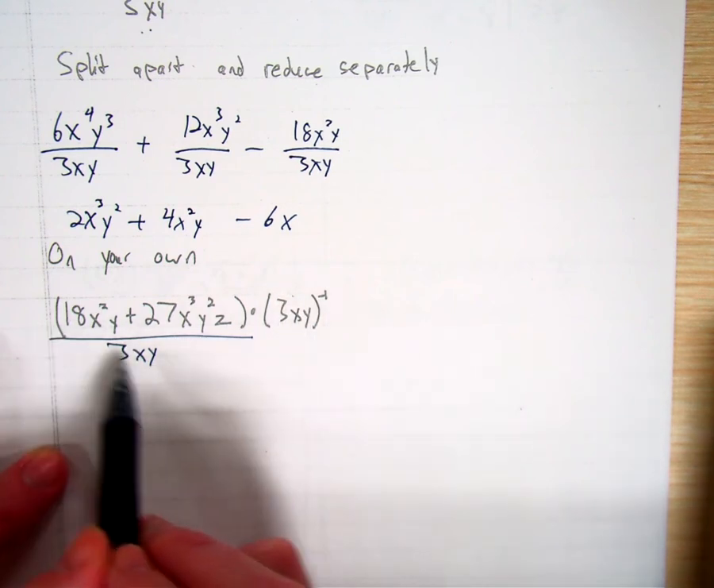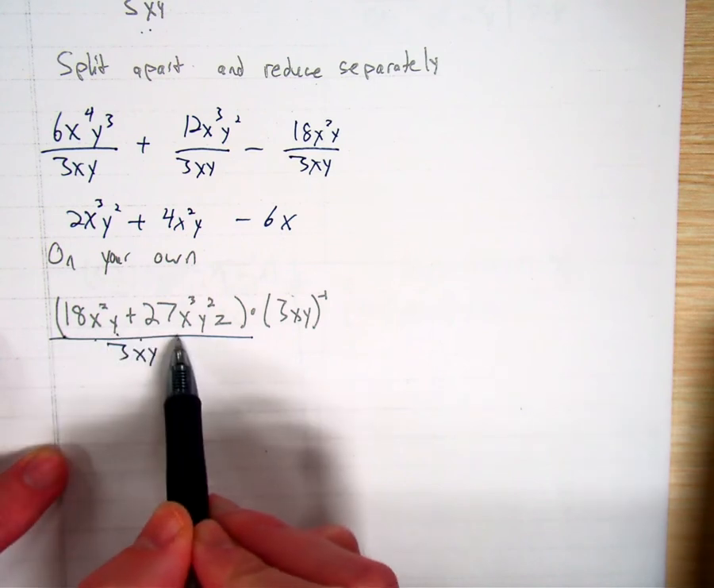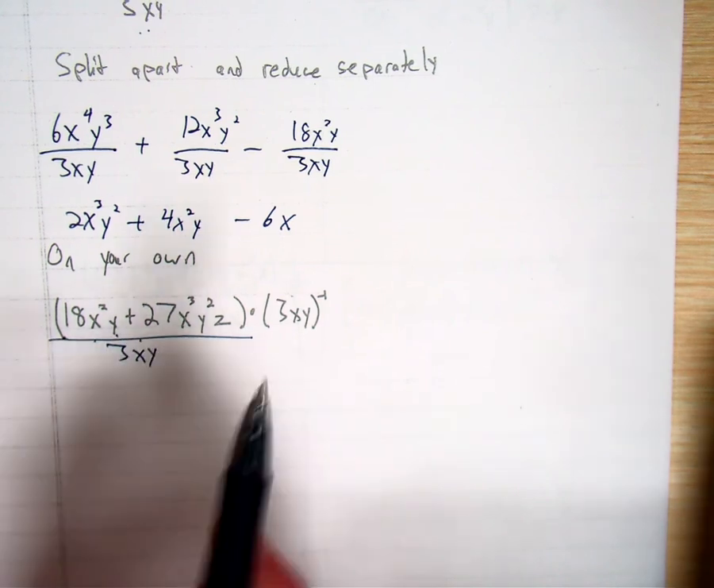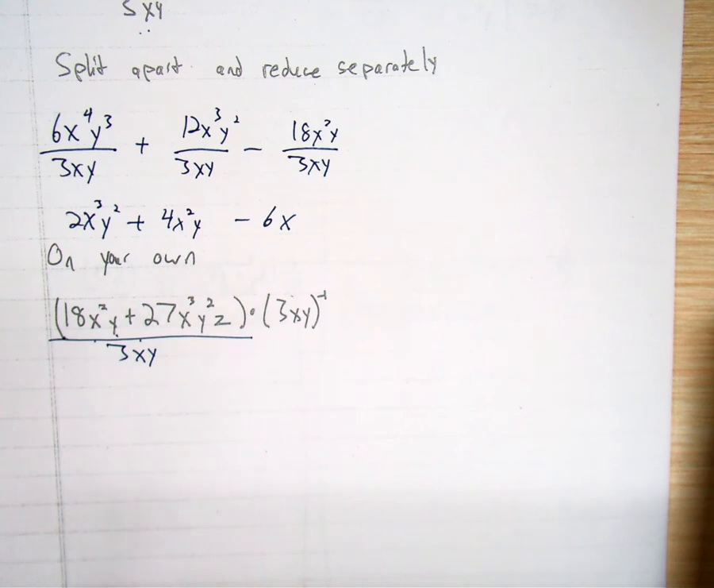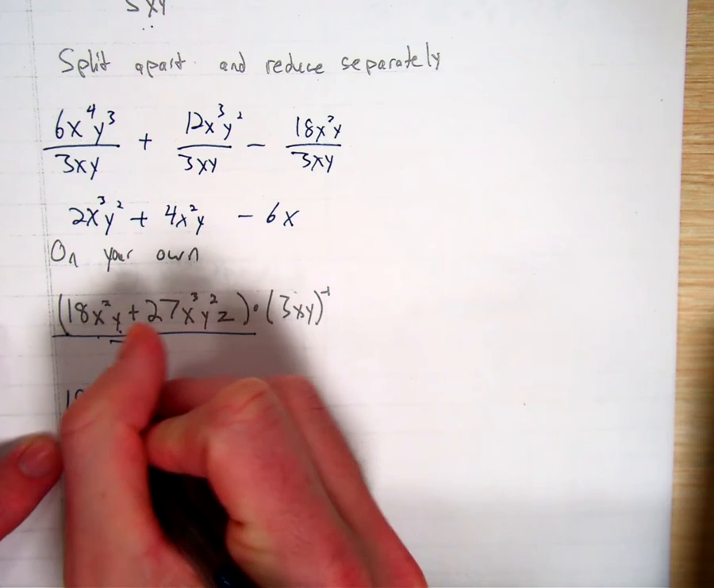So go ahead and try this one on your own. 18x squared y plus 27x to the third y squared times z all over 3xy. Split them up into individual pieces, reduce separately. Go ahead and hit pause and work on that one. Alright, welcome back. Let's see how you did.